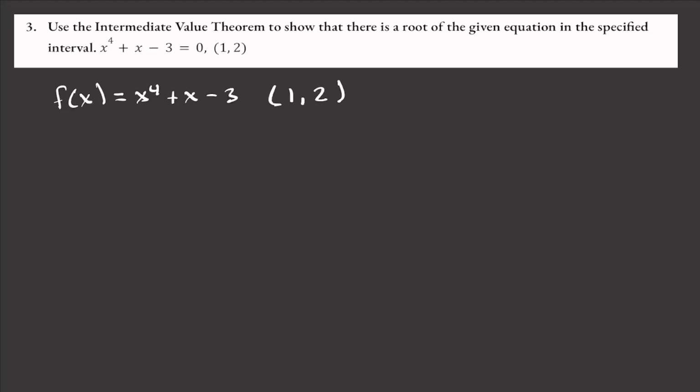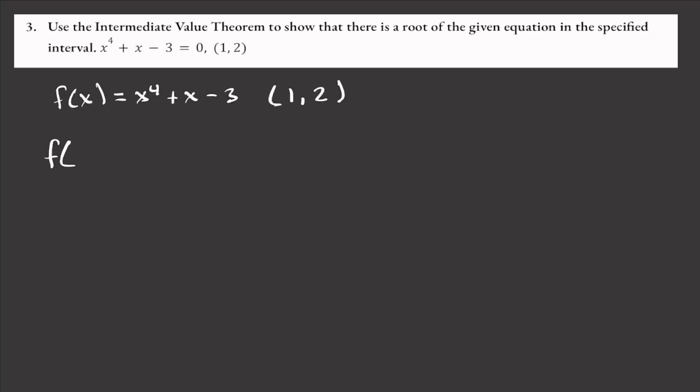So in this problem, we're only asked to use the intermediate value theorem to show that there is a root within the specific interval. So we don't necessarily have to solve for that root. Instead, what we can do is use the values in my interval and plug them into the function. And if one happens to be above the x-axis and another one happens to be below the x-axis, then I know that at some point they're going to cross the x-axis, and that's where my root is.